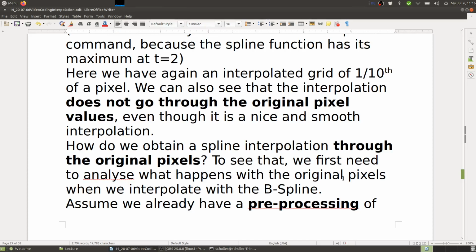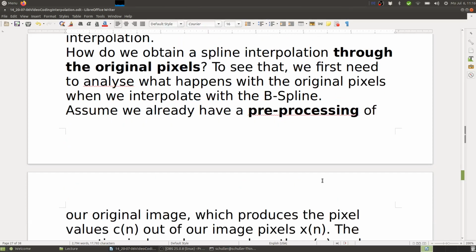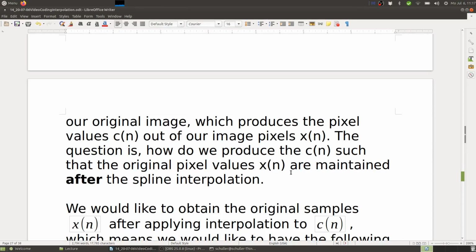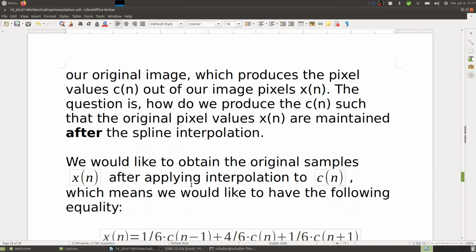So we stick to the integer grid and do the interpolation. Assume we already have a pre-processing of our original image, which produces the pixel values c of n, c for compensated, out of our image pixels x of n. So we just pretend that we have a compensated image, which produces our desired originals in the end, after applying the spline interpolation. The question is, how do we produce the c of n such that the original pixel values x of n are maintained after the spline interpolation?